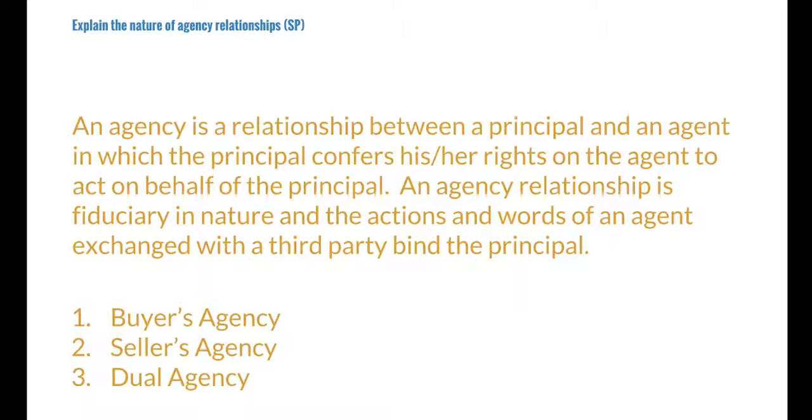Next is to explain the nature of agency relationships. So an agency is a relationship between a principal and an agent in which the principal confers his or her rights on the agent to act on behalf of the principal. An agency relationship is fiduciary in nature, and the actions and words of an agent exchanged with a third party bind the principal. So the three types of agency relationships are buyers, sellers, and dual agency.